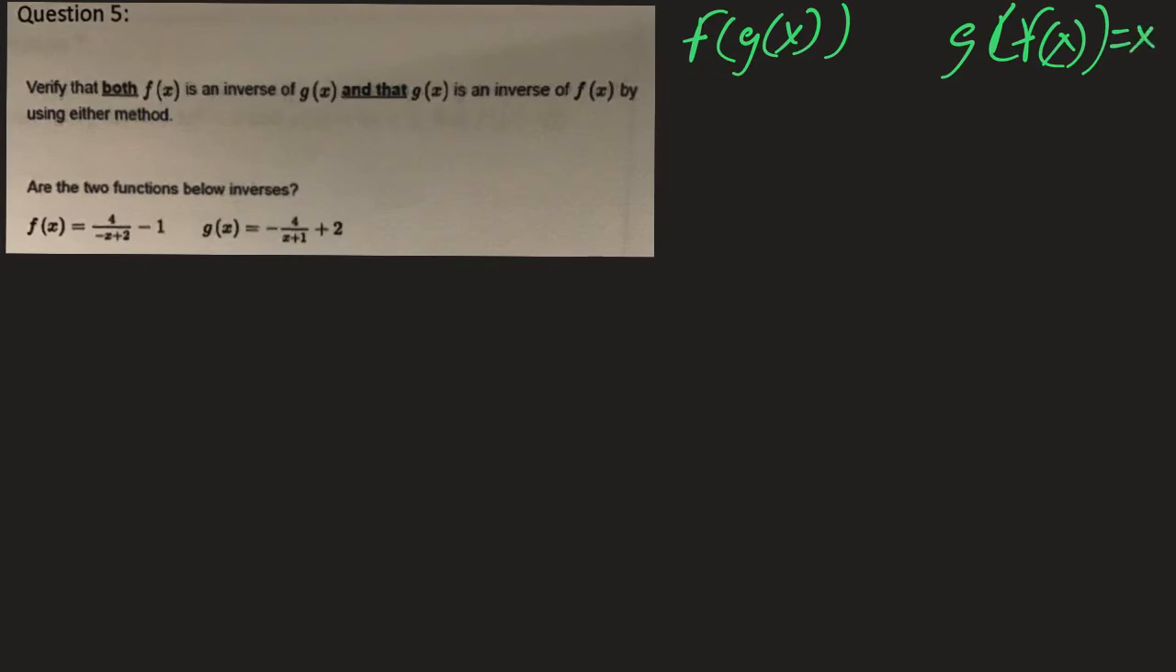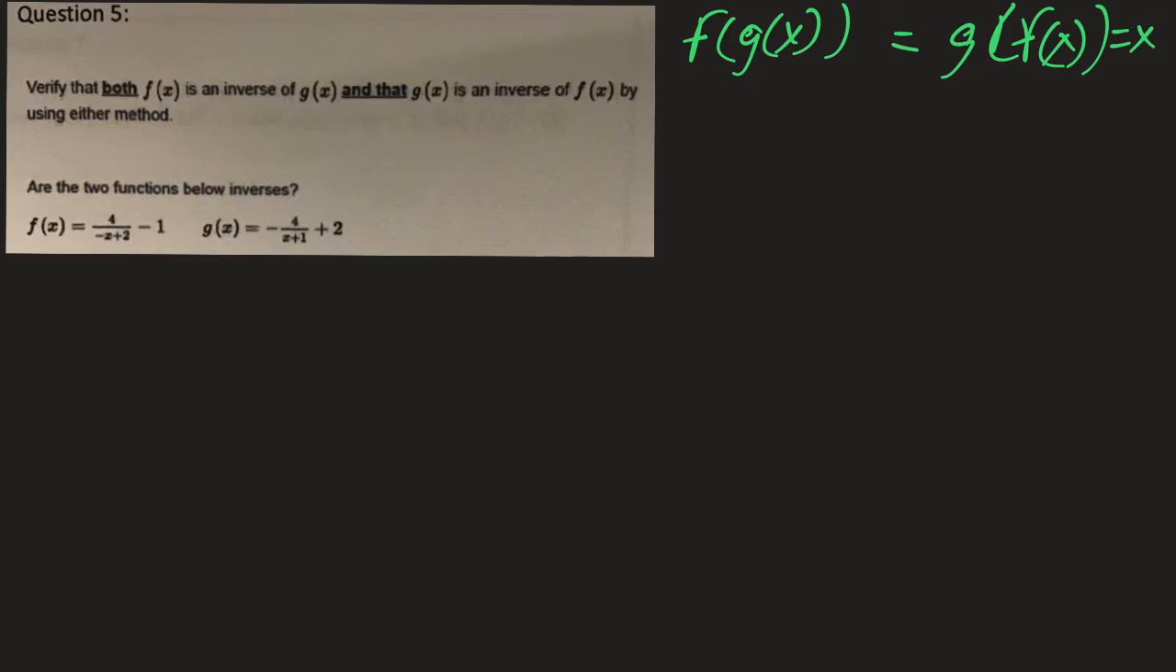Okay, one of them is to check if f of g of x and g of f of x are both equal to x. Those should both come out to be x. Now, if either of those is not the case, then we immediately know that these are not inverses. The other option we would have here is to actually find the inverse of one of these and see if those inverses actually match up.